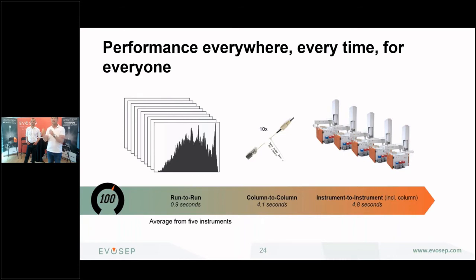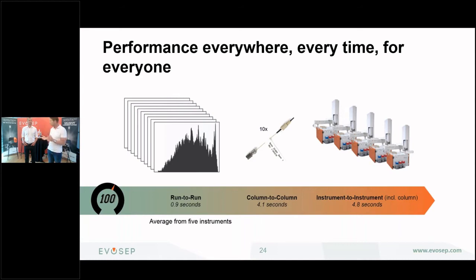If you look at 10 different Evosep columns for that method, you have 4 seconds of retention time difference between 10 different columns on the same instrument. But if you take 5 different Evosep One boxes and 5 different columns and repeat the experiment, you still have less than 5 seconds retention time standard deviation. That is really saying that this is the same thing over and over again. If you are a lab that has 10 instruments, you should expect all 10 Evosep Ones to perform exactly the same across the entire lab.